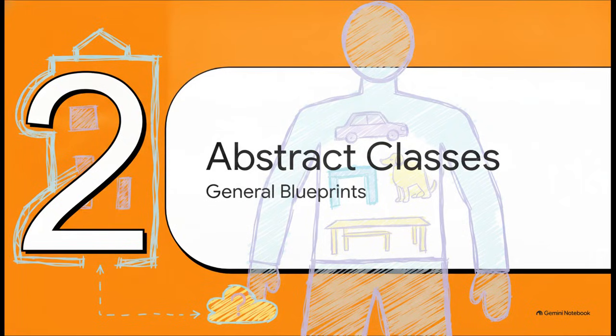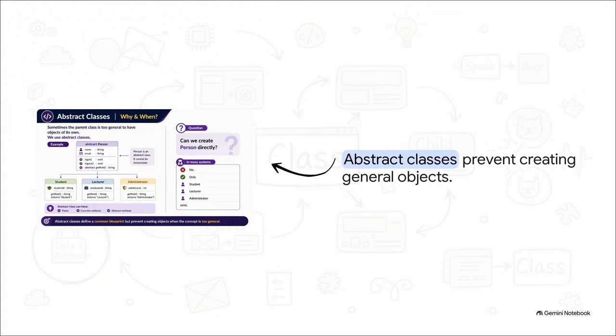Okay, moving on to our next tool, abstract classes, our general blueprints. Think about our university system again. You could be a student, or you could be an admin. But actually, scratch that. You literally can't just be a generic person wandering the halls without a defined role. And that is exactly why we use abstract classes. By marking the person class as abstract, we completely prevent the direct creation of these overly general concepts in our software. It exists solely to be a shared blueprint for the child classes that are actually doing the specific work.